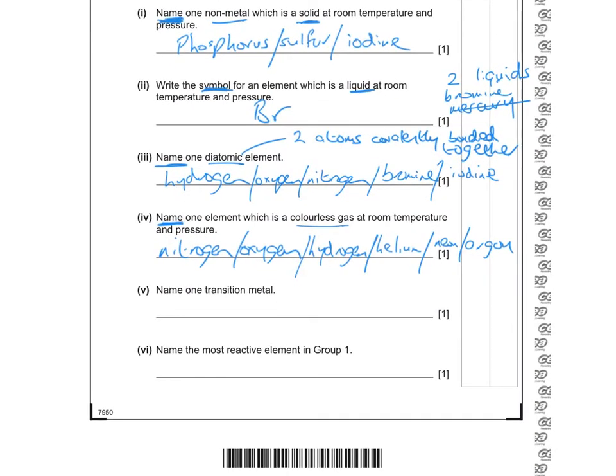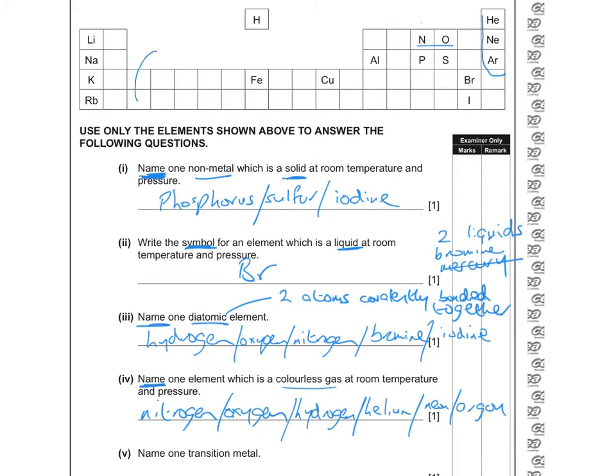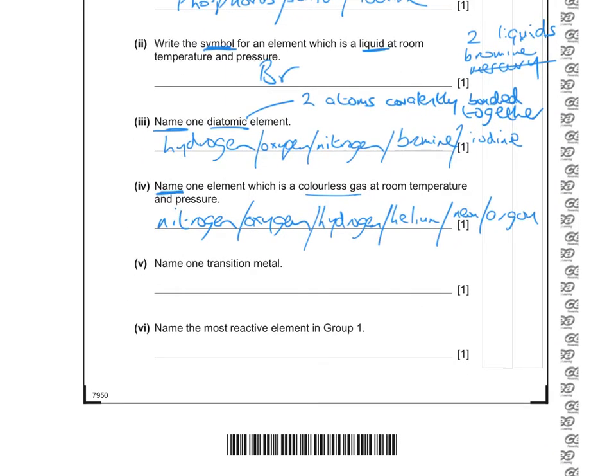Lastly, part 5, one transition metal. Well, the transition metals are in this part of the periodic table. So we've got Fe and Cu. And it's asked for the name. Fe is iron and Cu is copper. So either one of those will get you the mark.